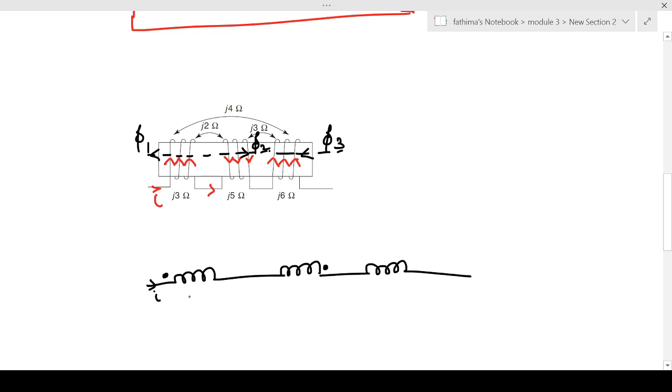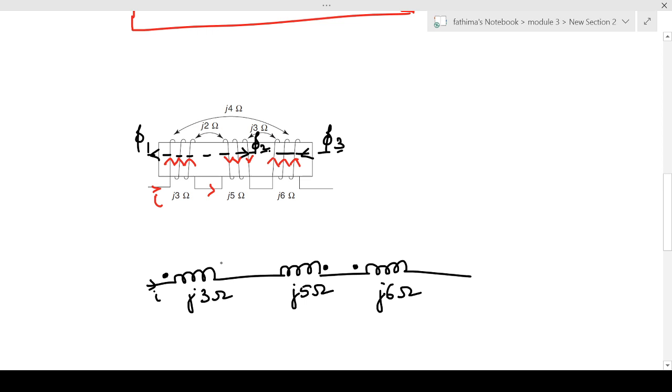So the self-inductance of the first coil is j3 ohm, self-inductance of the second coil is j5 ohm, and the self-inductance of the third coil is j6 ohm. And we know that considering the second and the third coil, the fluxes are opposing each other. So here the current is leaving by the dotted terminal. So in the third coil, the current should enter by the dotted terminal. So this finishes the equivalent circuit.